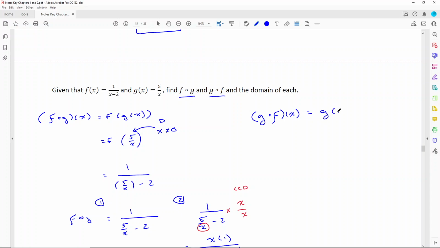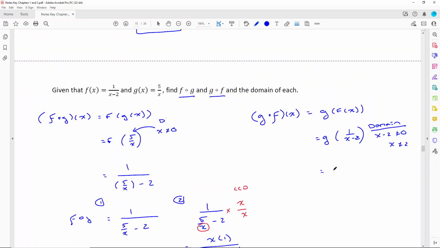We've got g of f of x. So I'm plugging the f of x equation into the g of x equation. Now the f of x equation is 1 over x minus 2. I'm going to find its domain right now. So the domain right now, again, your denominator cannot equal 0. So x cannot equal 2. All right, that's going to stay no matter what because that's going to get put in.